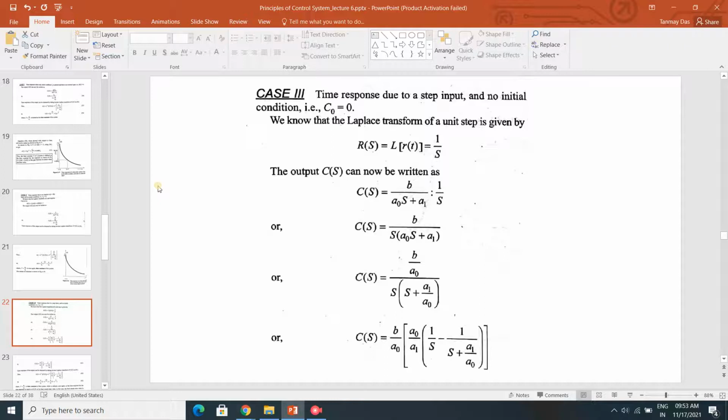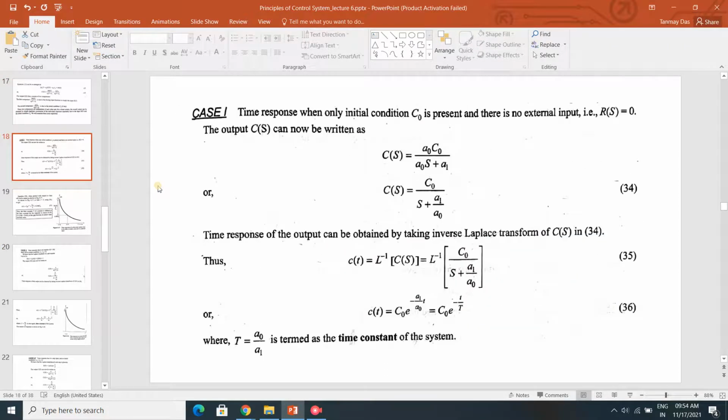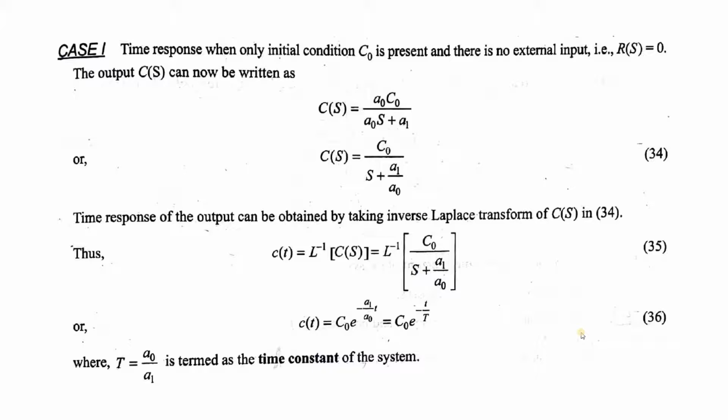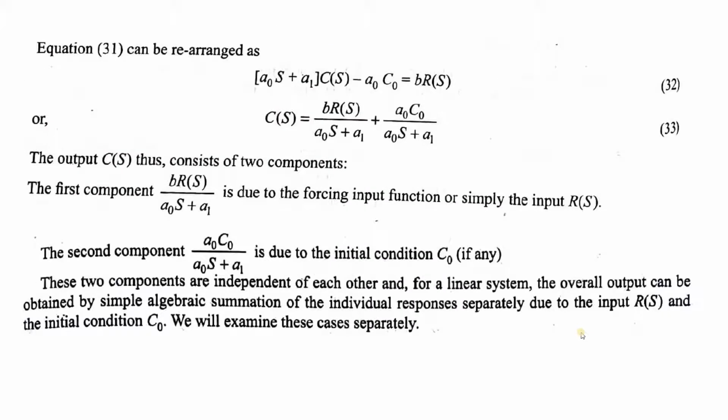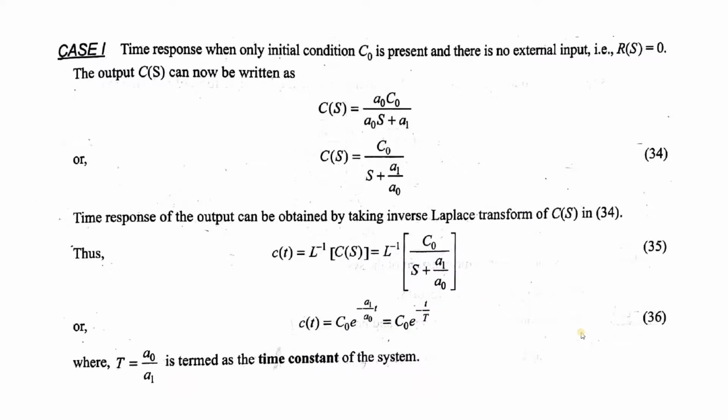In one case we only considered that if the input signal is 0, and the system operates depending upon the initial condition of the output, then what will be the response. We have seen that the system is always in the time domain. So to analyze the system, we have to convert it into the S domain, write the equation of the output signal, and then find the inverse Laplace.